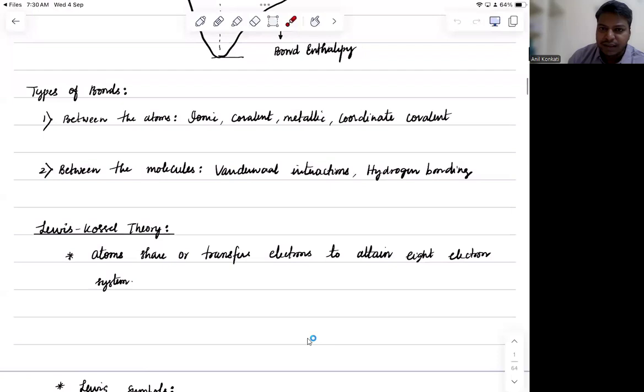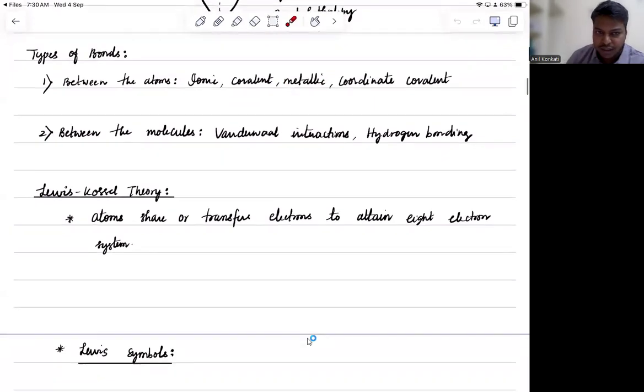There are mainly three types of bonds we will notice: ionic, covalent, and coordinate. Metallic is another kind of covalent bond. Then between the molecules, we will have van der Waals and hydrogen bonding. So these are the types of bonds we generally see.